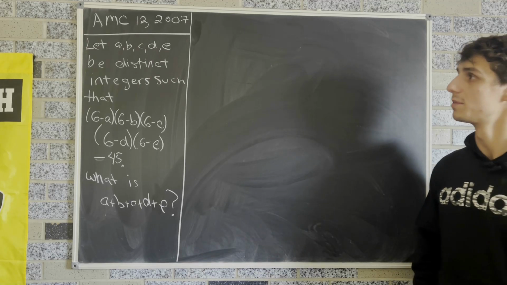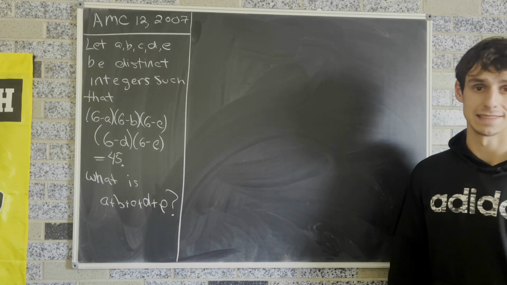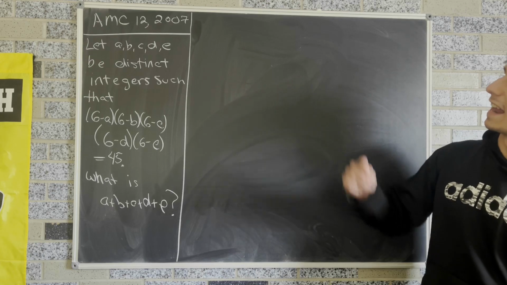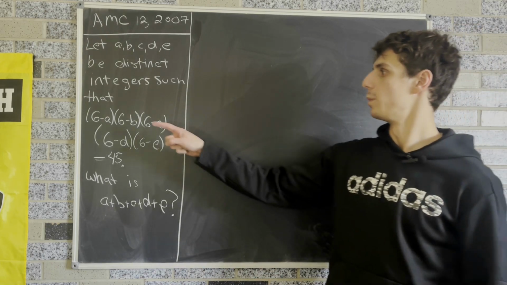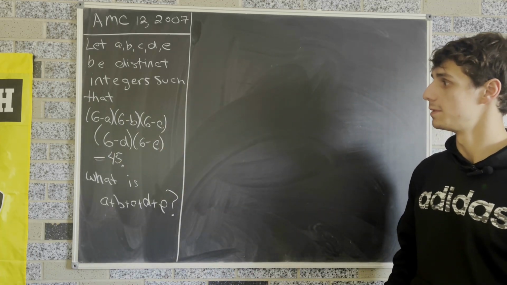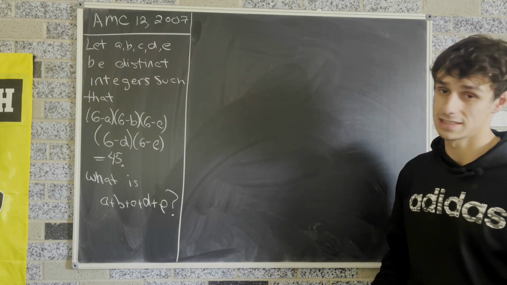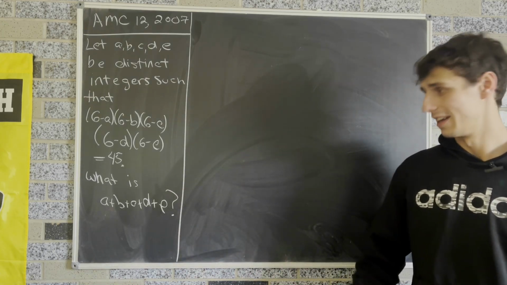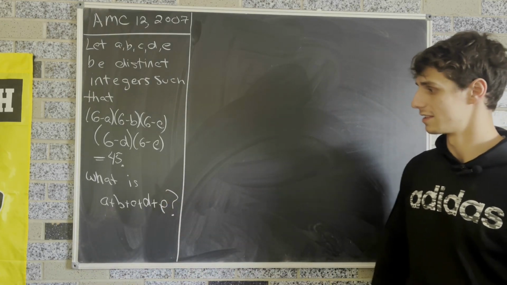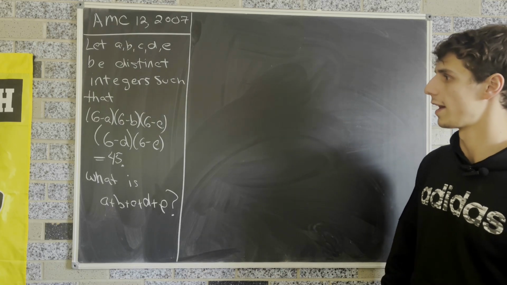Here we have a problem from the AMC 12 math competition in the year 2007, and it asks us to let a, b, c, d, and e be distinct integers, such that when we multiply (6 minus a) times (6 minus b) times (6 minus c) times (6 minus d) times (6 minus e), we get 45, and it asks us to find the sum of all of these distinct integers. Okay, let's go ahead and jump into this.